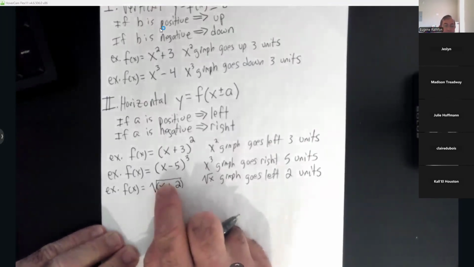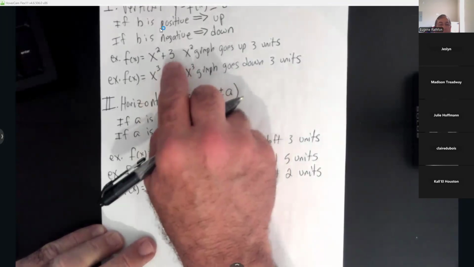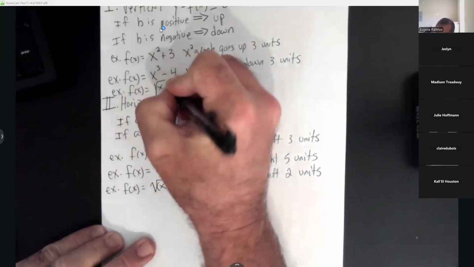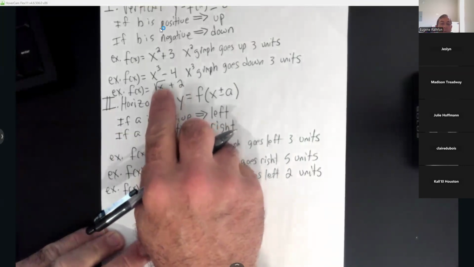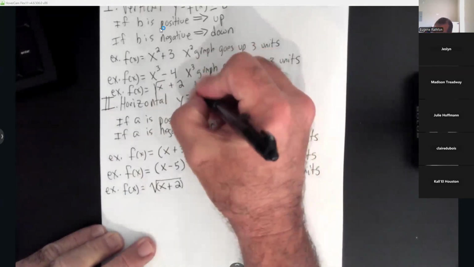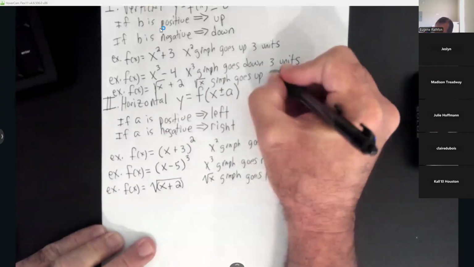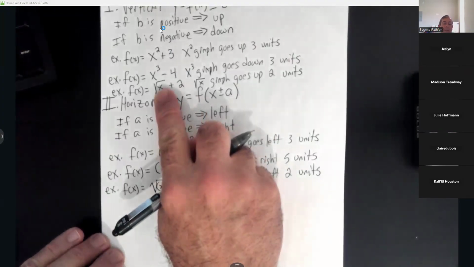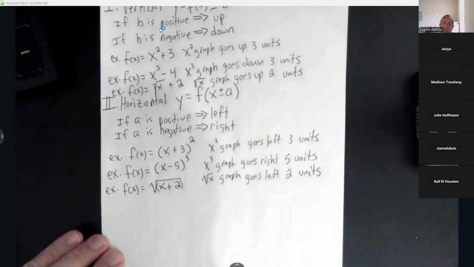So if it's under the square root, it'll go left or right. If it's outside the square root, so I didn't do a square root up here, but let's say I did. If I had this square root of x, say plus 2, since the 2 is not under the square root, this one would move the square root graph up 2 units, okay? So the square root of x graph goes up 2 units. So outside the radical, up or down; inside the radical, left or right.